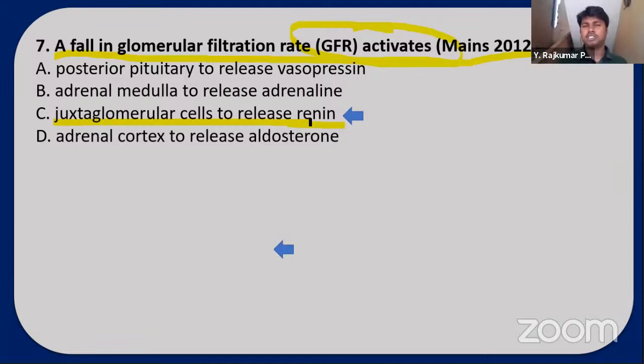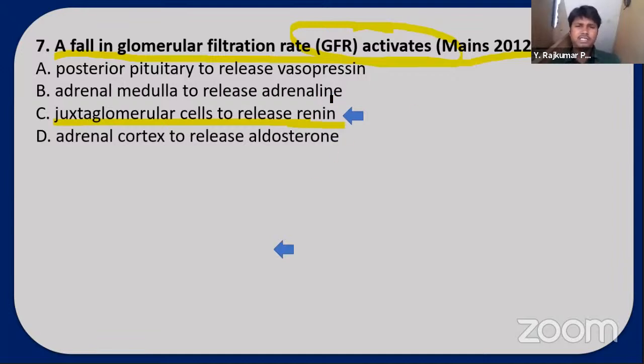This angiotensin converting enzyme converts angiotensin 1 to angiotensin 2. So this angiotensin 2 stimulates the adrenal cortex. Whenever the adrenal cortex is stimulated by angiotensin 2, this cortex of the adrenal gland starts releasing a hormone called aldosterone. So aldosterone is important for the reabsorption of sodium ions and water. Okay, so whenever the glomerular filtration is less, this renin and aldosterone system is activated.